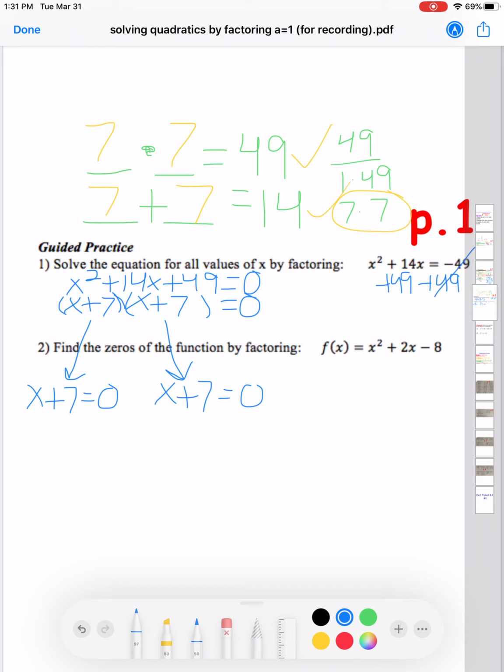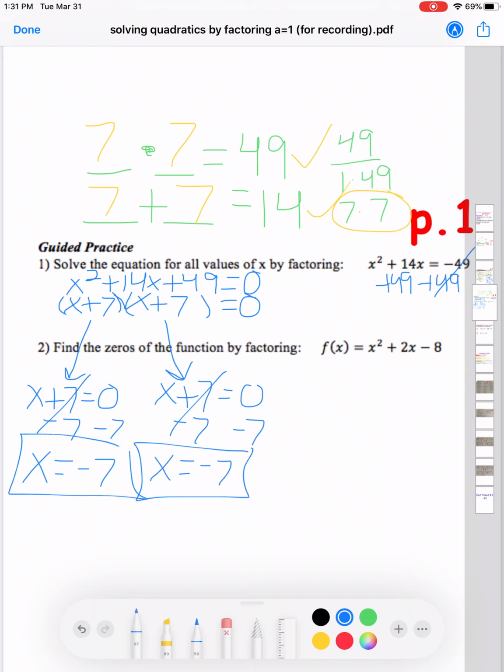Now again, to solve for x, we would just use our inverse operations by subtracting 7, so we get x equals -7. And over here again, inverse operations to get x equals -7. Now you'll notice that for number 1, we happen to get the same number twice, which really means the answer is just x equals -7, but it's okay if we write it twice.